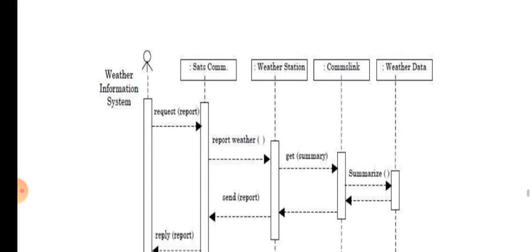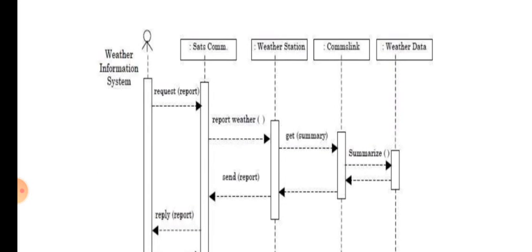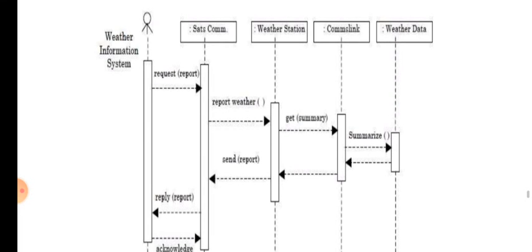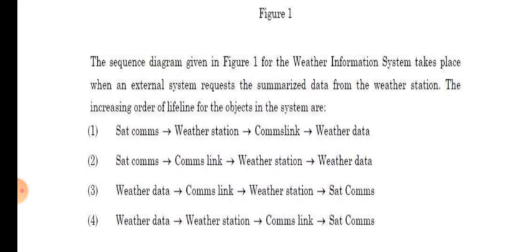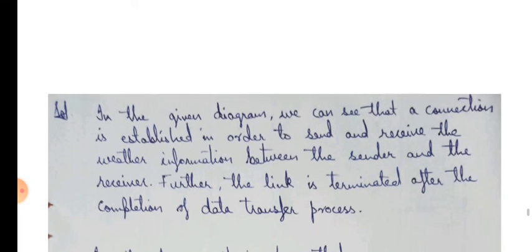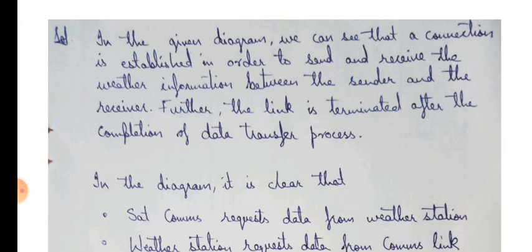Moving on to our next question, we have been given a diagram of weather information system and we have been asked when an external system requests the summarized data from the weather station, what is the increasing order of lifeline for the objects in the system? So let's see the solution. In the given diagram, we can see that a connection is established in order to send and receive the weather information between the sender and the receiver. Further, the link is terminated after the completion of data transfer process.